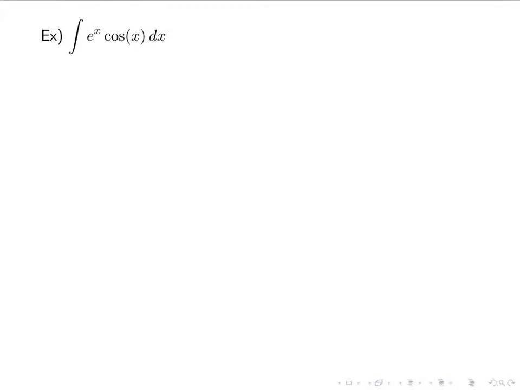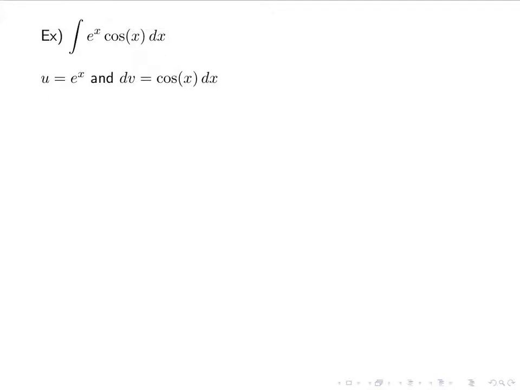Here's another good one, the integral of e to the x cosine x dx. So we have an exponential and a trig function. If we go down our list, then we get to exponential first, right? The very last ones are exponential and then trig. So I'm going to let u be my exponential, let dv be the trig, and again dx goes with dv.